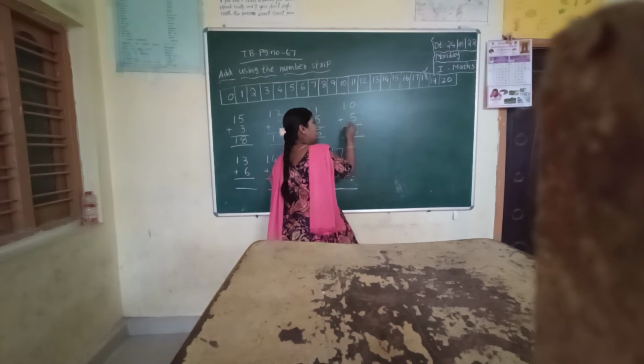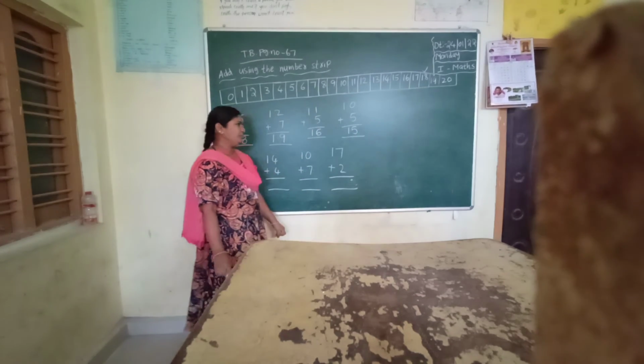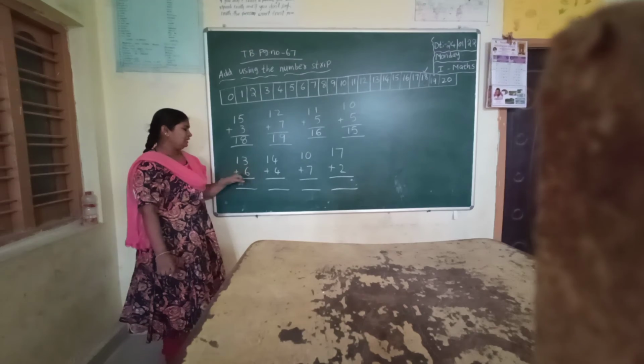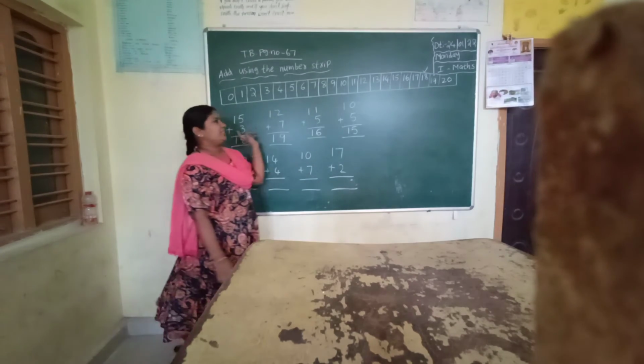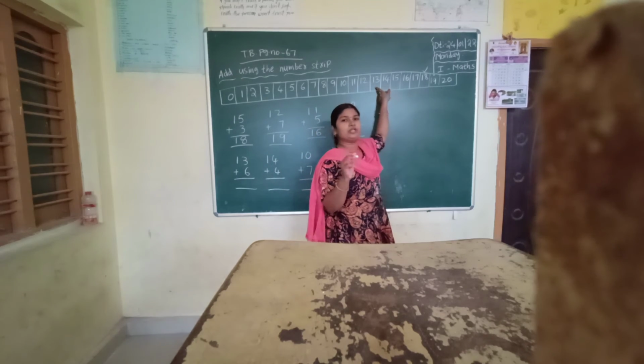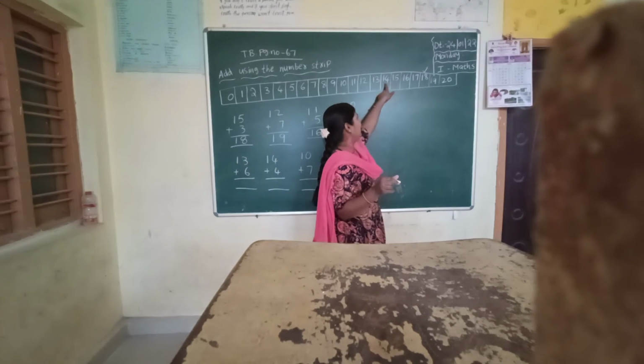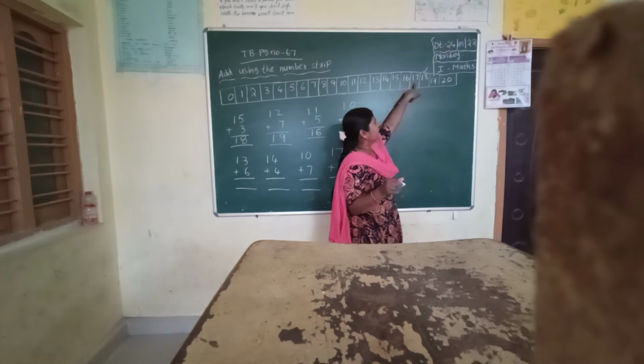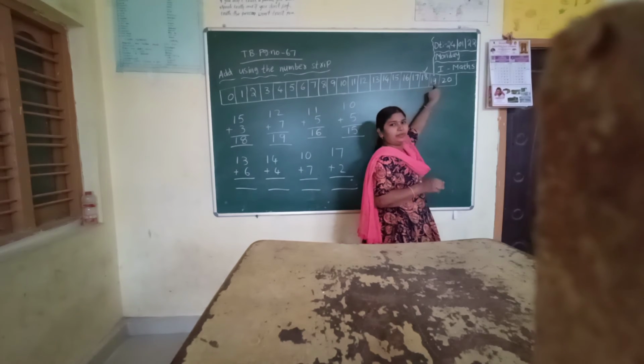1, 5. 15. Okay. Now 13 plus 6. Where is the number 13? Here. After 13 again we have to count 6 numbers. 1, 2, 3, 4, 5, 6. Okay, what is the answer?